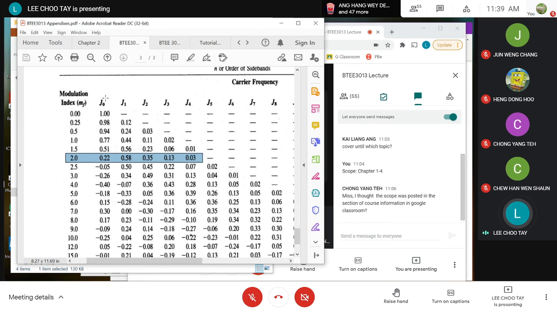And what is J0? J0 is your carrier component, the Bessel function for your carrier frequency. Therefore, you take J0 and multiply with Vc, and you get your carrier signal amplitude.